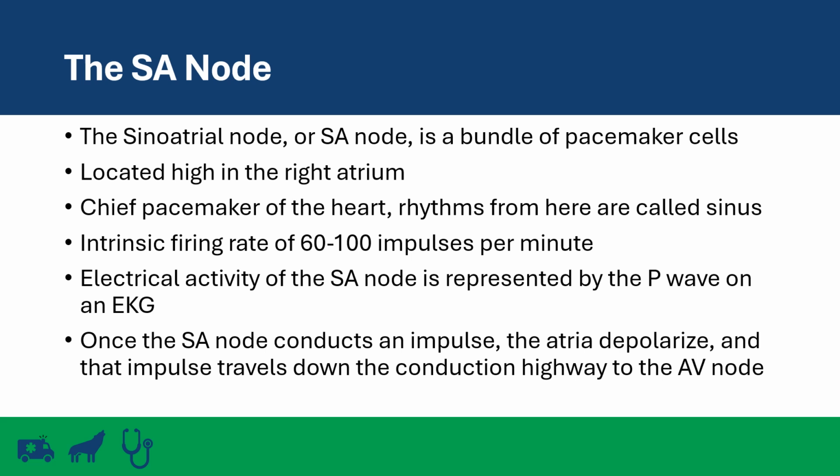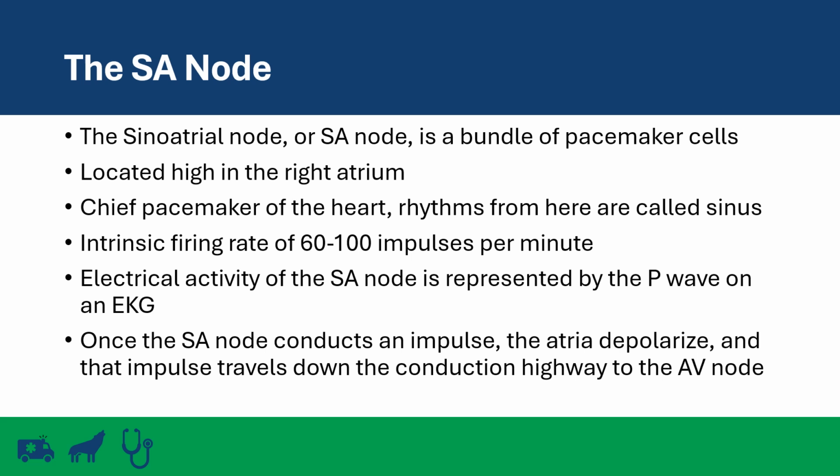The SA node activity, the electrical activity of the SA node, is represented by a P wave on the EKG. As long as the SA node is working, we're going to have a good upright P wave. Now once the SA node conducts an impulse, the atria depolarize. So those muscle cells, or those myocytes within the atria, will depolarize and contract as soon as that SA node conducts an impulse. So the P wave represents both SA node activity and atrial depolarization.